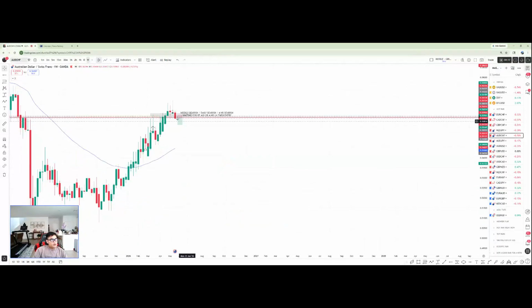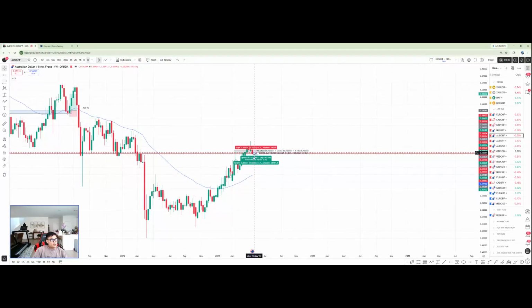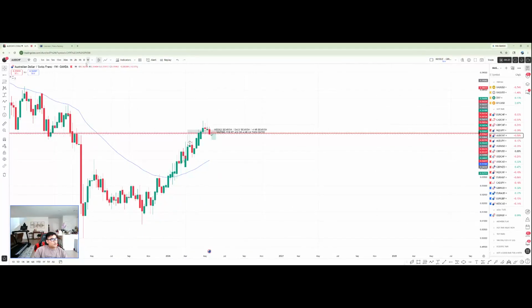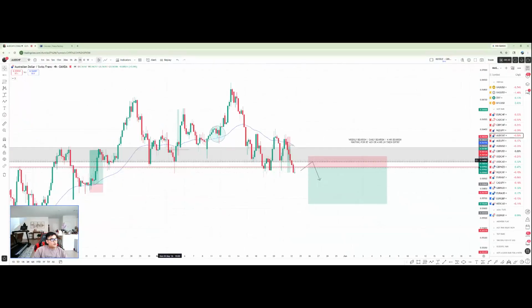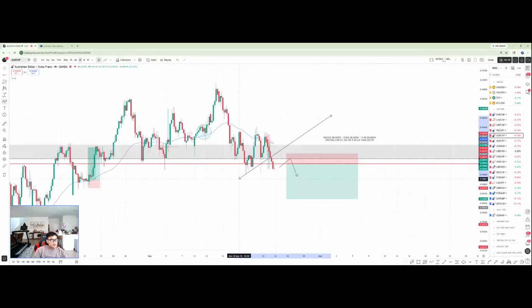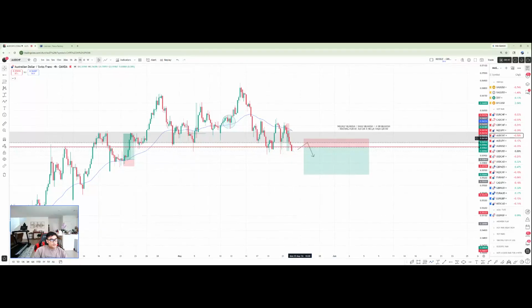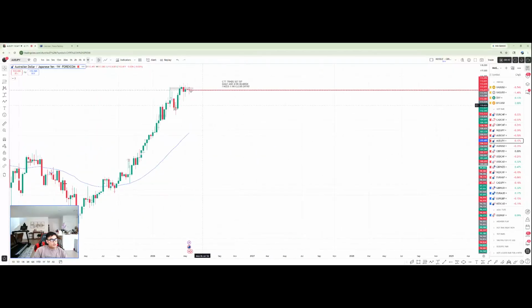AUD, we have a reaction here on the resistance area of interest, like the bearish closure. Daily is bearish now. 4 hour is bearish. I want this one to have a 4 hour lower high and then retest the neckline of the double top formation, and then look for an entry. AUD JPY, same thing as well.